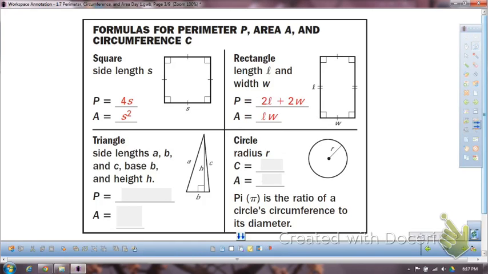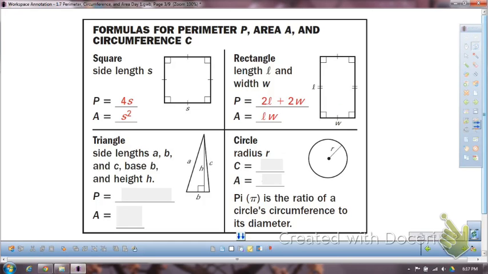Now remember, perimeter is if you had a fence around a yard, so to speak. So this fence would be the perimeter, and area is if you had a yard full of grass, how much grass would you have to put in? Okay? Alright, so let's go ahead and look at triangles.